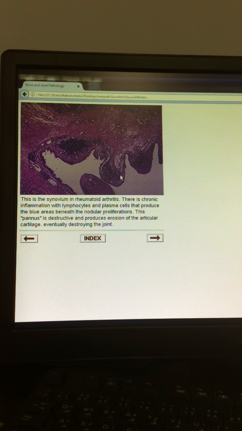So in this microscopic picture here you can see the synovial lining which undergoes hyperplastic changes and nodular or papillary formation. Underlying this, this blue collection is actually lymphocytes and mononuclear cells.